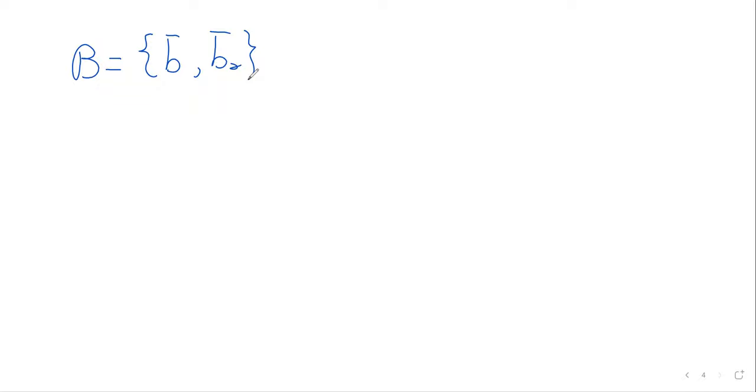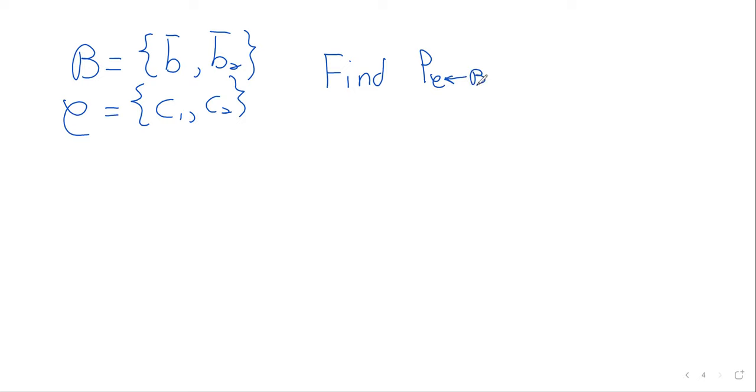Beta is B1, B2, or just B, I suppose. Script B is B1, B2. Script C, C1, C2. And say that our goal is to find this change of coordinate matrix.